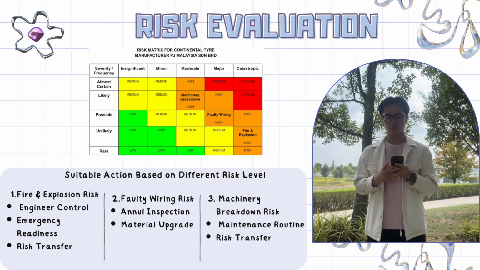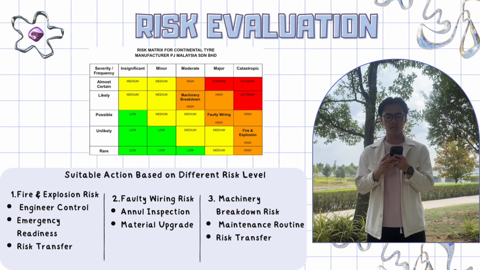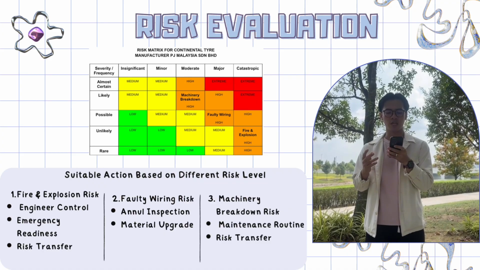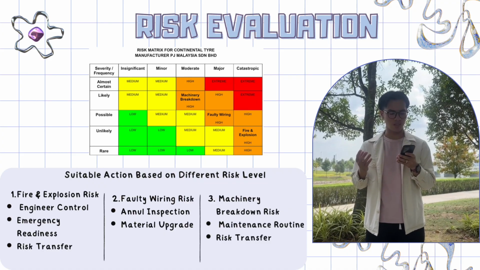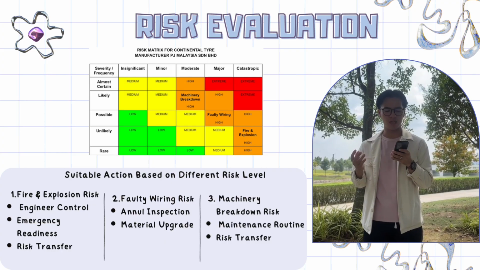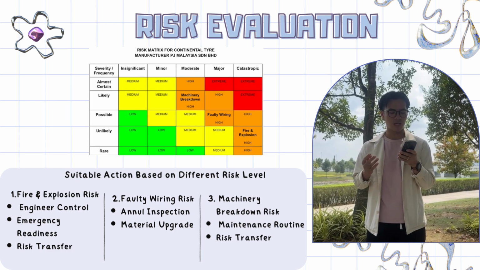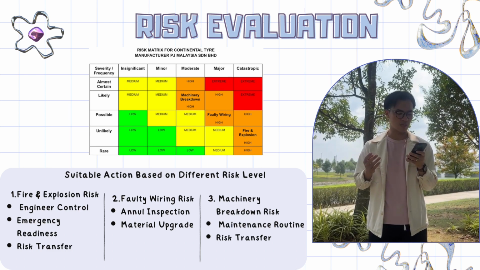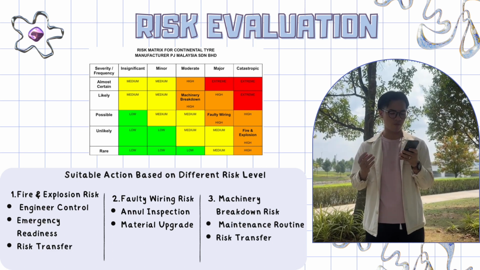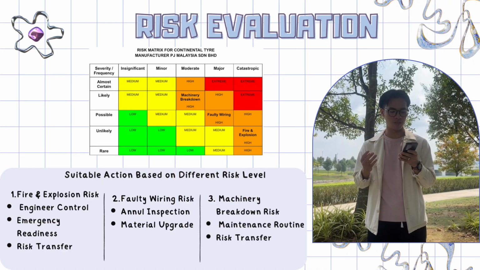So, the suitable actions based on the level of the risk are, for the first risk, fire and explosion risk, we suggest engineering control, which is to install automatic water sprinklers, smoke detectors, and fire extinguishers directly near high-heat machinery. Second is emergency readiness: clearly mark emergency exits and conduct regular fire drill training for all factory workers. And lastly is risk transfer, by purchasing a fire insurance policy.